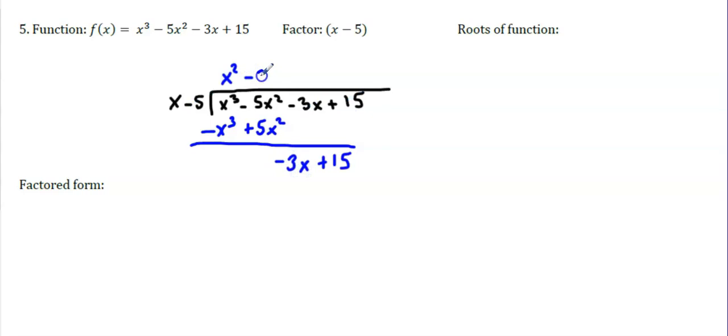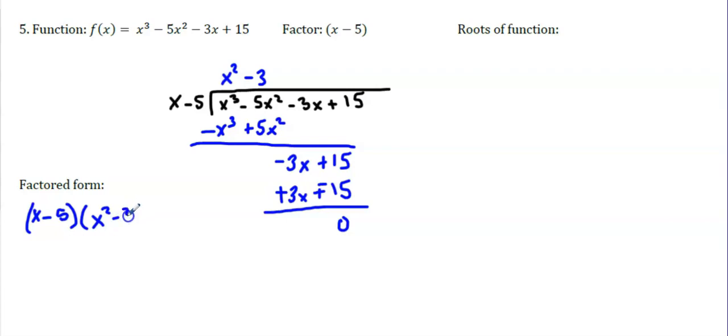And negative 3 times x gives me negative 3x. Negative 3 times negative 5 gives me a positive 15. When I subtract, again I get 0. So I have in factored form x minus 5 and x squared minus 3. X squared minus 3 does not factor, so I'm just going to leave my factored form the way it is.